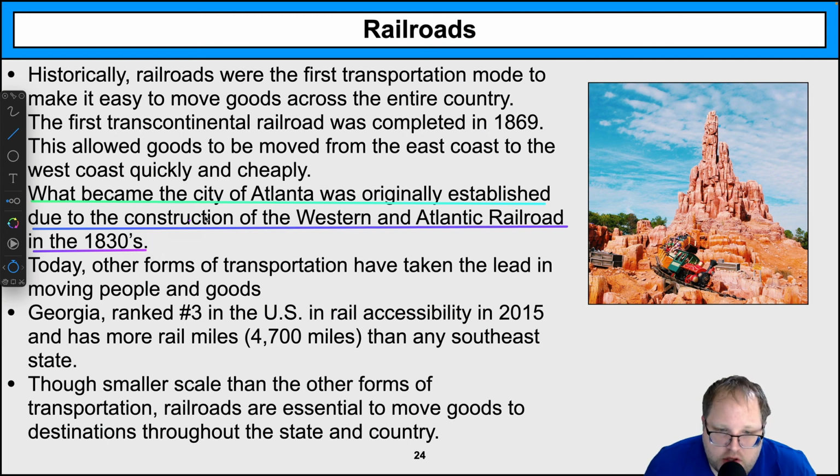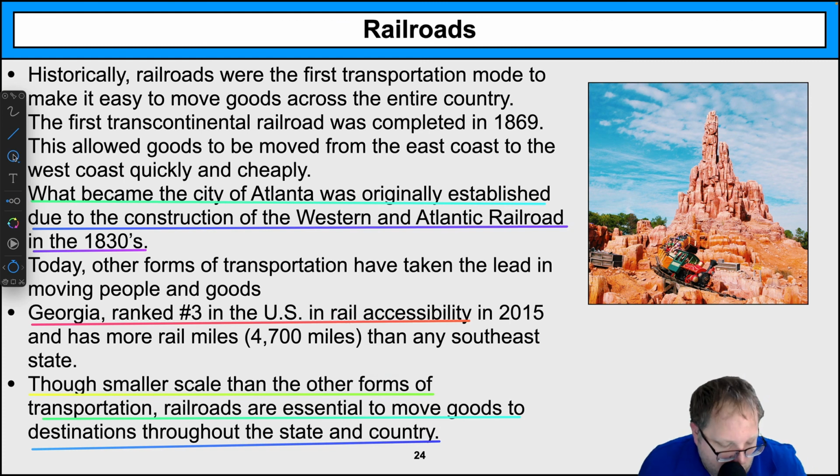As time went on, of course, the name was changed first to Marthasville after a governor who wanted to name the city after his daughter. And then it was changed again to Atlanta, after the Western and Atlantic Railroad, which was one of the largest railroad companies in the area. We need to know that today, Georgia ranks number 3 in railroad accessibility. And although the rail system is smaller than other forms of transportation today, it is still used to move large goods to their destinations throughout Georgia and throughout the rest of the United States.